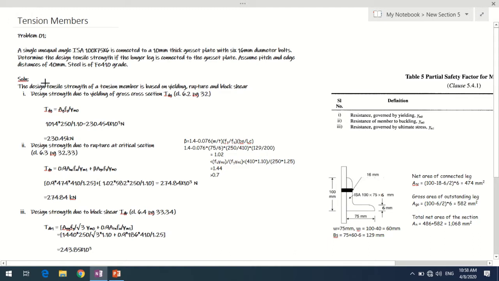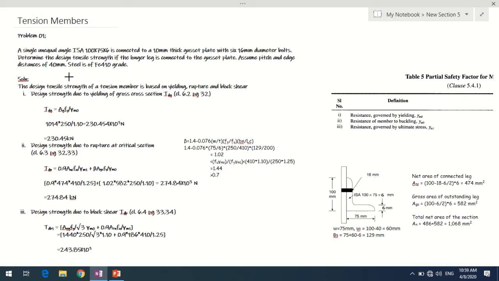For the tension member we have the design tensile strength given in terms of yielding, rupture and block shear. So we'll calculate the design tensile strength based on these three criteria. Later we'll decide the design tensile strength of the tension member. We'll be referring to clauses 6.2, 6.3 and 6.4 of IS 800:2007.